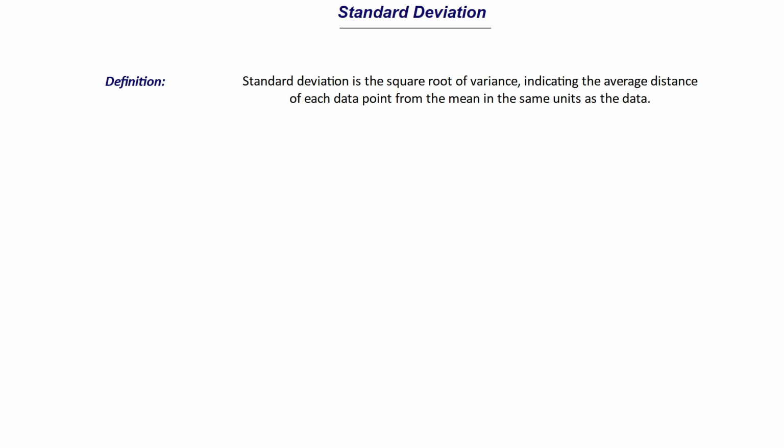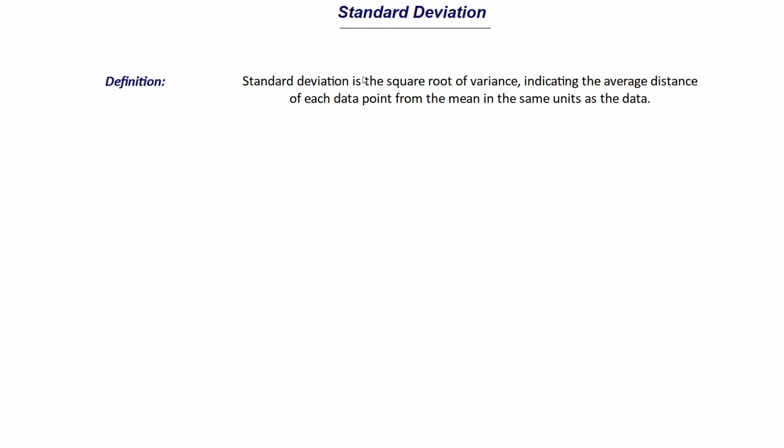Let's come back to the standard deviation part. So standard deviation is the square root of variance, indicating the average distance of each data point from the mean in the same units as data. So again, standard deviation is similar to variance, as we have mentioned here, saying that it indicates the average distance of each data point from the mean. The only difference is that it's the same unit as the data, because variance is in squared units, but the advantage of standard deviation is that it's the same unit as the data. Okay, so that's about it.